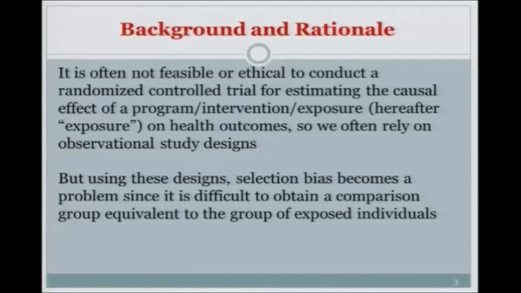So first of all, just for background and rationale, it's often not feasible or ethical, as we all know, to conduct a randomized controlled trial, right? So Pat was talking about quasi-experimental trials. So we're in that realm here with propensity score matching. So when we want to evaluate a program, selection bias can be quite an issue, right, when we're doing a quasi-experimental design.